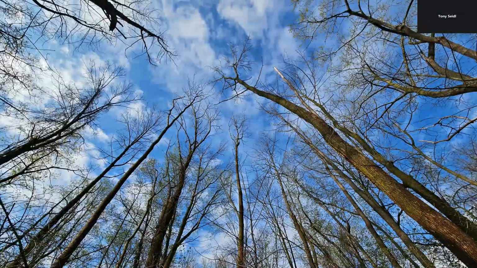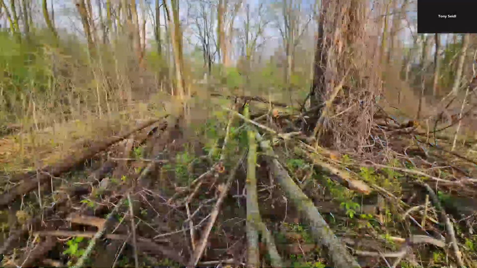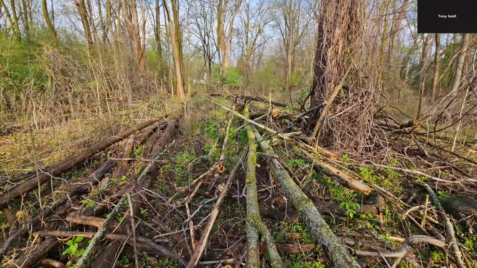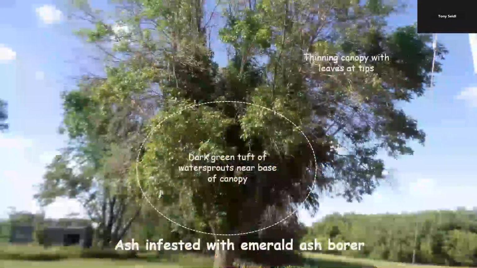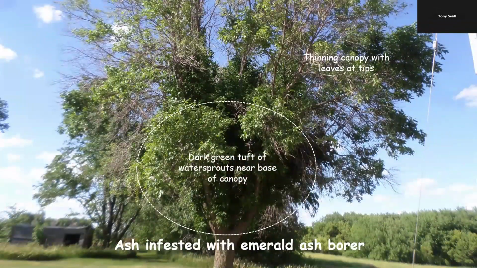Here's a whole bunch of standing dead ash trees in a grove, and you can already see how many are lying on the ground there that have already fallen within the last year. Well, most of you know what to look for, but as a reminder, this is the classic symptom pattern for a tree infested with emerald ash borer.